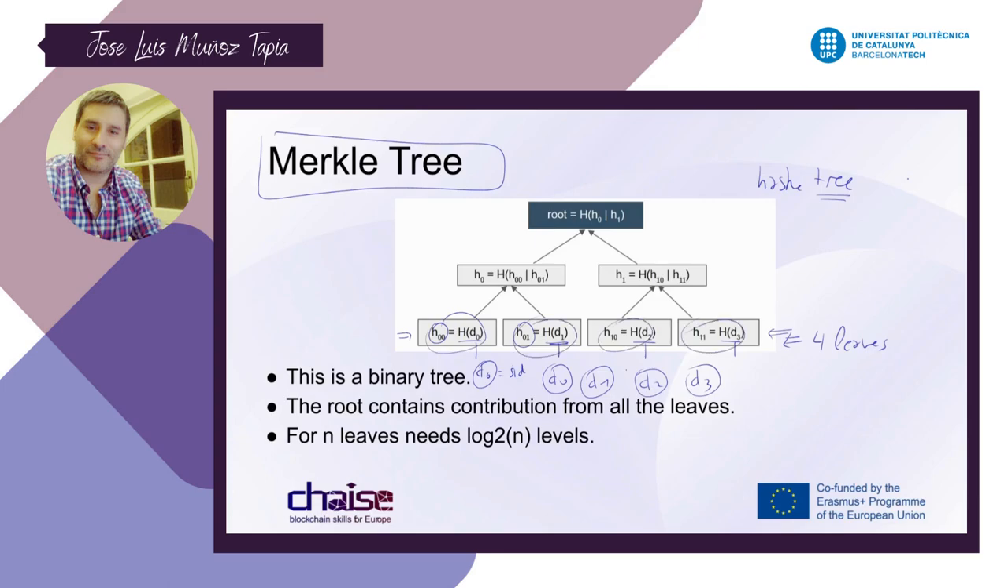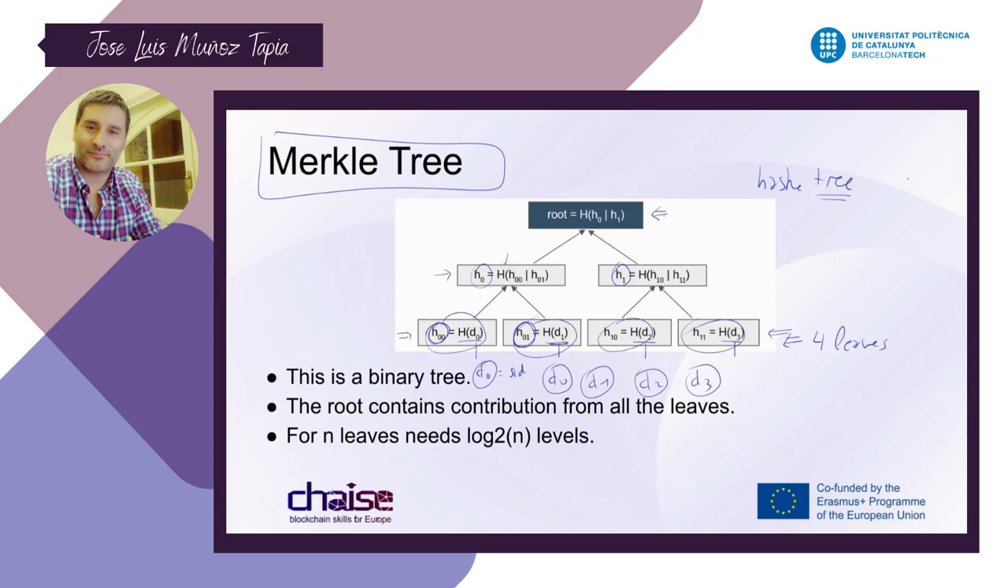Then I need to combine leaves to obtain an intermediate node. In this particular case, this is a binary Merkle tree because we are combining leaves, or in general nodes, in pairs. So I take the hash of this leaf, and the hash of this leaf, and then I hash the concatenation to obtain one intermediate node. I do the same here to obtain H1. And finally, I concatenate these two to obtain the root of the Merkle tree.